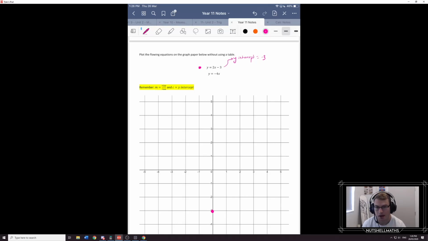Perfect. Once we've got our starting point, we need our gradient, or our slope, or our step. Lots of ways to think about it. And this says that the step, or the gradient, we can even say, gradient equals 2, which is our rise over run, equals 2 over 1.